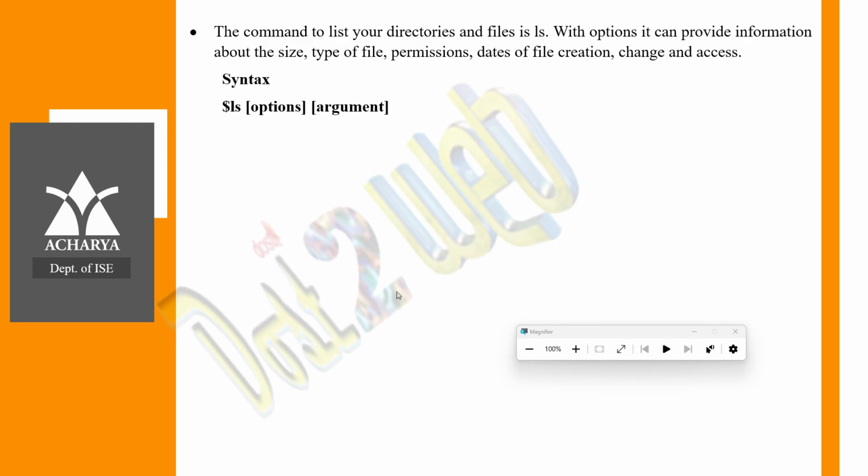The syntax we already discussed in the previous class: ls space option. The brackets are given, but that does not mean you write the brackets; you can write the option, and if you do not want to, that is also okay. Then you have an argument, which you write based on what you want to do. A common option for ls is minus a. If you type the command with minus a, it will list all the files, including those beginning with a dot.